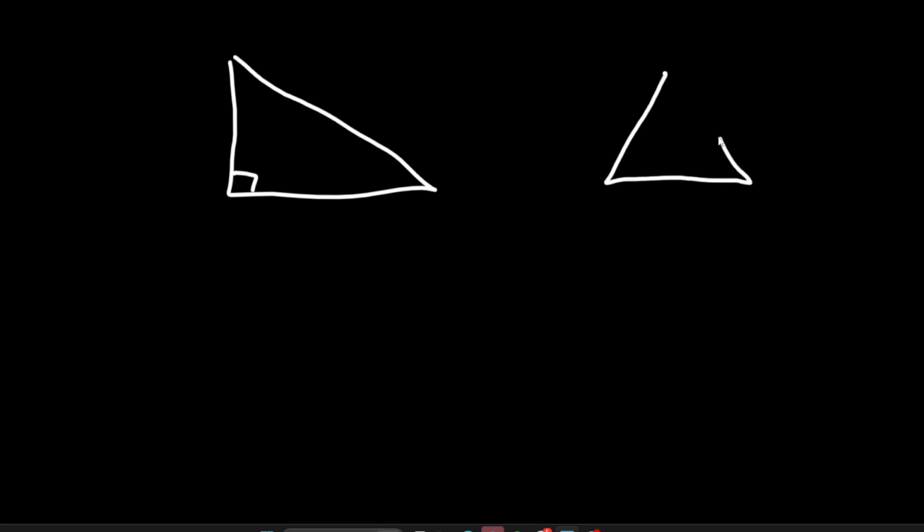Alright, so you remember we talked about triangles, what they are and what they are composed of, right? Basically, a triangle is just a shape with three sides. We have right triangles, which have a 90-degree angle. We have isosceles triangles, which have two sides that are equal to each other. We have equilateral triangles, where all of the sides are equal to each other.